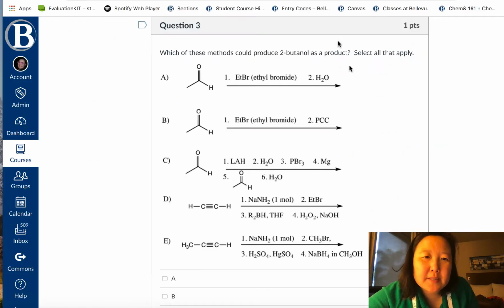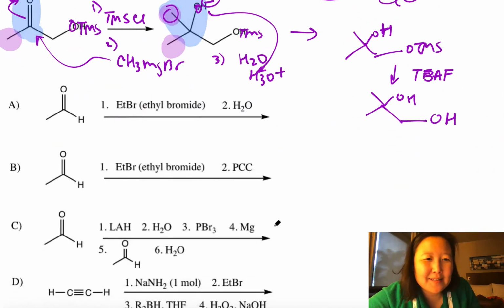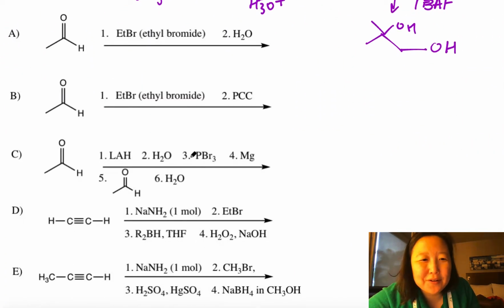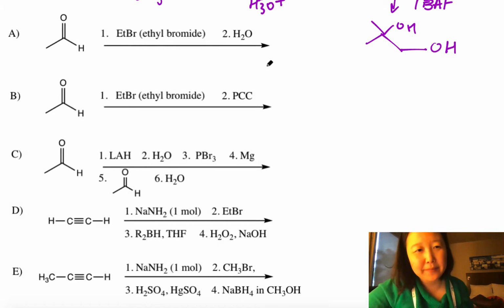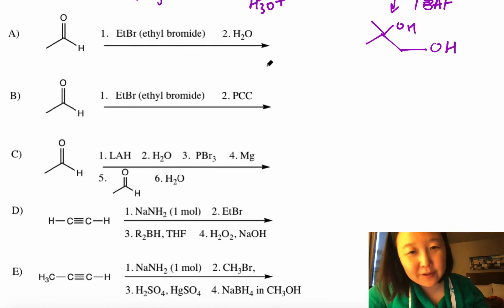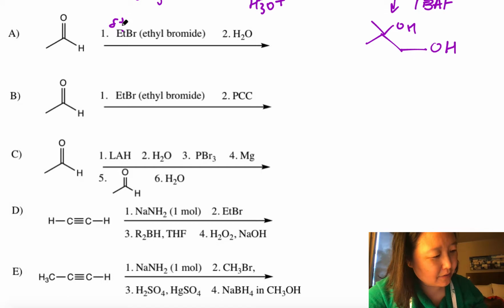This next one is looking specifically for methods that could produce 2-butanol. So as long as you could make 2-butanol, it doesn't say the best method to minimize side products or anything, or the least number of steps. It just says a method that makes 2-butanol. So let's try it. You could just go through each one. So ethyl bromide. This is an electrophile.